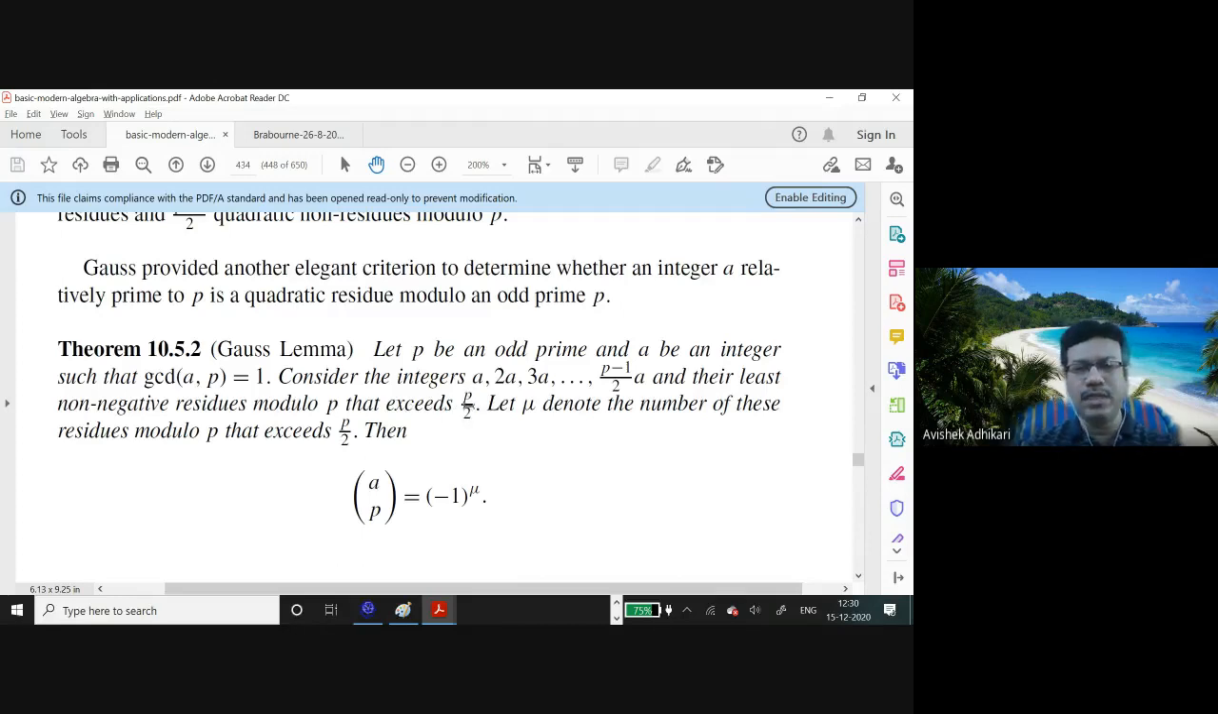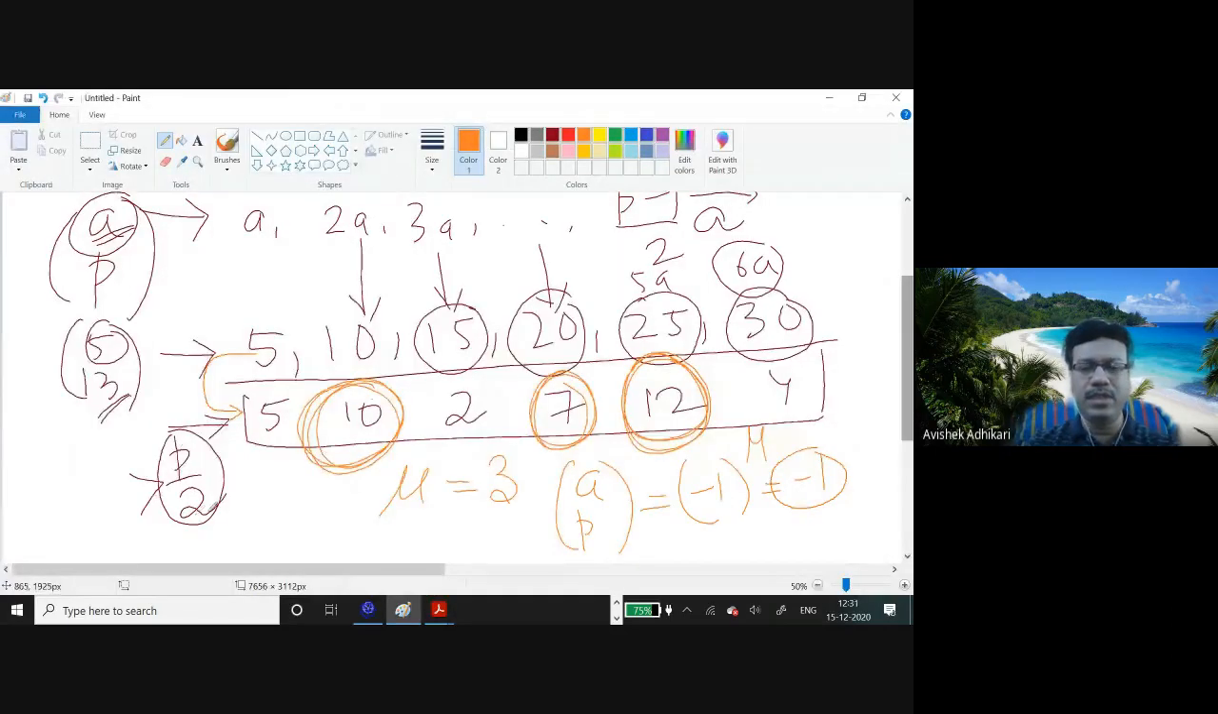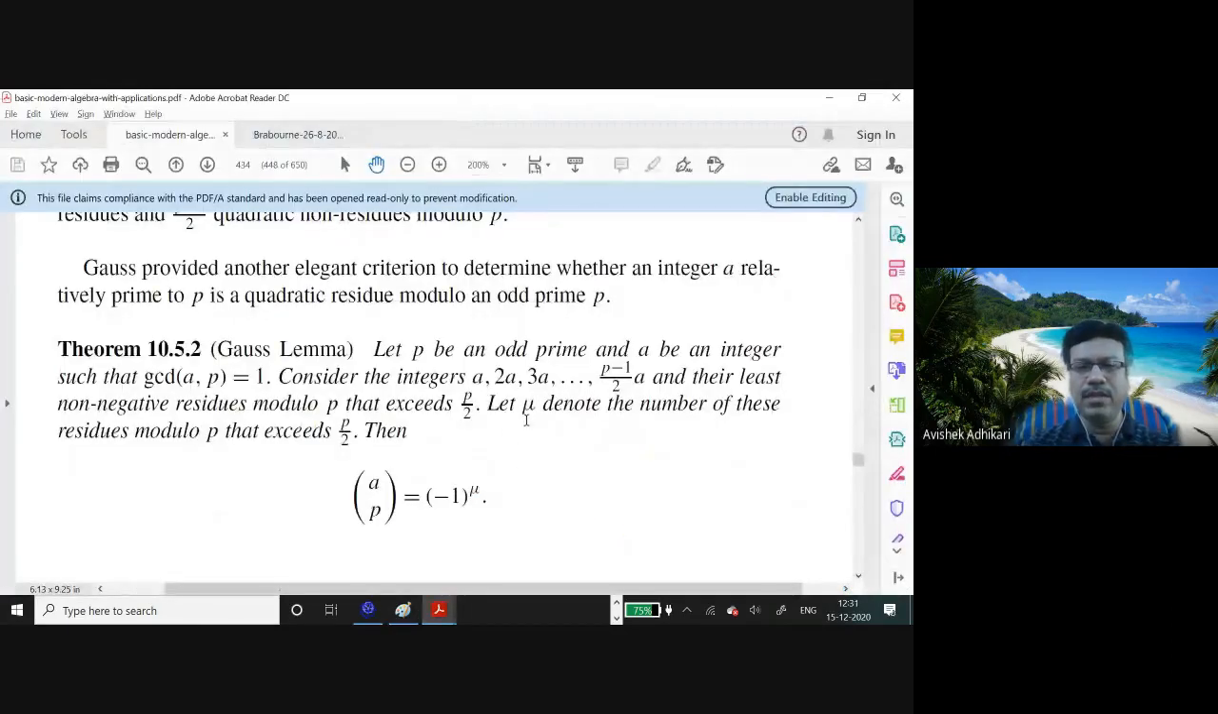So here we consider these three values which exceed p by 2, meaning 6.5. Let mu denote the number of these residues modulo p that exceed p by 2. Then (a/p) is nothing but minus 1 to the power mu.